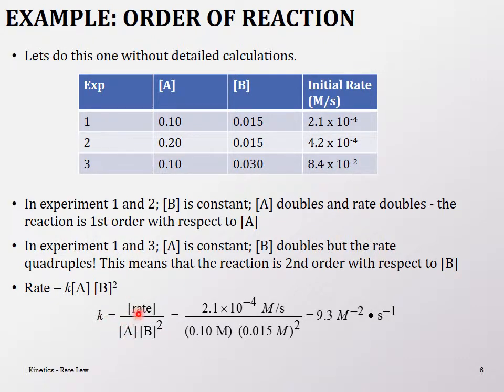So the rate over the concentrations of A and B squared, and you pick any rate, it doesn't matter. Just pick any experiment, 1, 2, or 3, it doesn't matter. Just pick one set of data and then calculate the value of k. Now, see here, the units are going to be different, because now what we have is squared molarity, so our units are different.